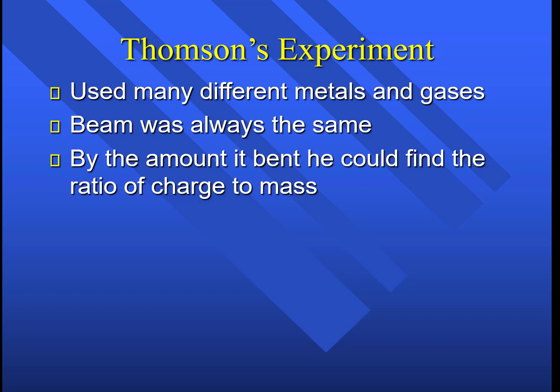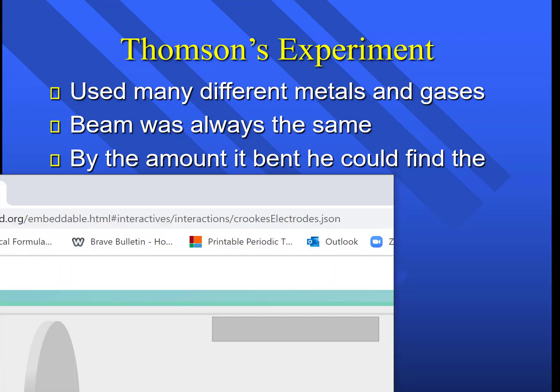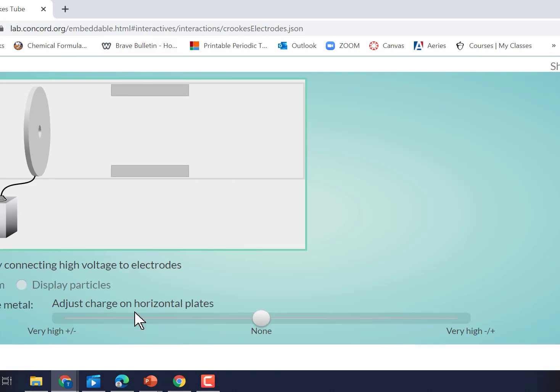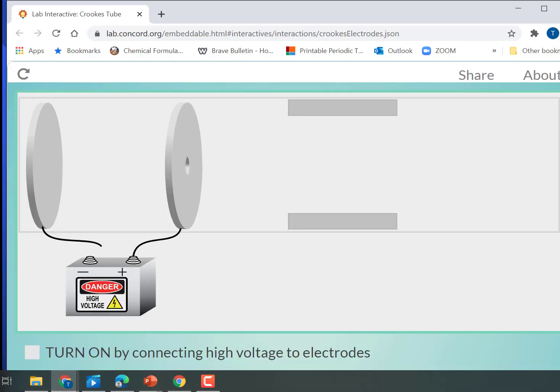And I tried to show you that with the simulations that you guys looked at over the past couple days. So on this one, oops, you see it? There we go. On this one, all I asked you to do was to turn it on.